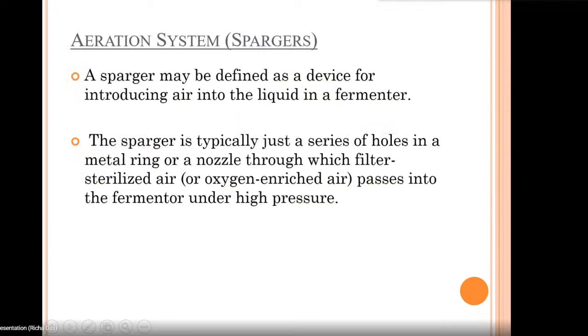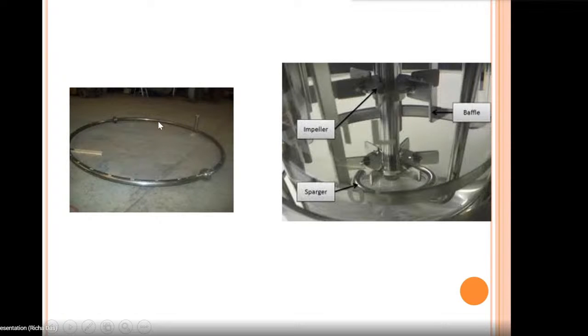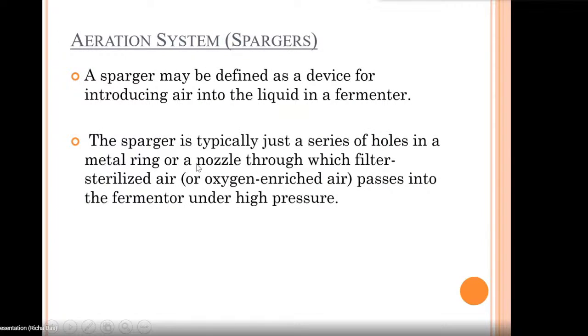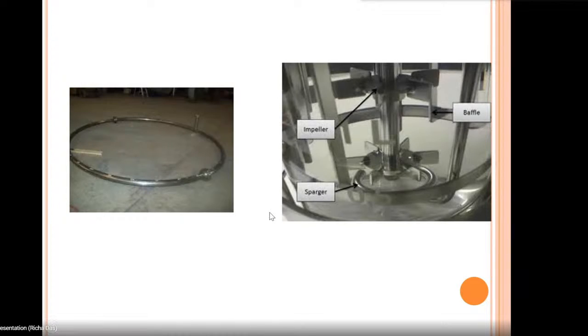So this is how a sparger looks, and these are the various holes through which oxygen is introduced. Okay. So I already said this point, that spargers are used to introduce air inside the fermenter, inside the production media. And as I said, spargers are a series of holes in a metal ring, or we can say nozzles. And oxygen enriched air passes into the fermenter under high pressure. I already said this point as well.